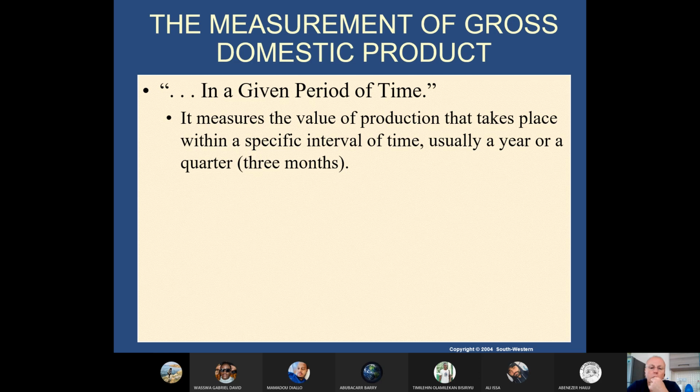And in a given period of time, as I said to you, it is usually counted for one year, and it is, of course, at minimum calculated quarterly. But this quarterly estimation will then be added up and counted to the year. We are going to add this and estimate the year's GDP. It measures the value of production that takes place within a specific interval of time, usually a year or a quarter. But quarterly is, of course, not preferable.